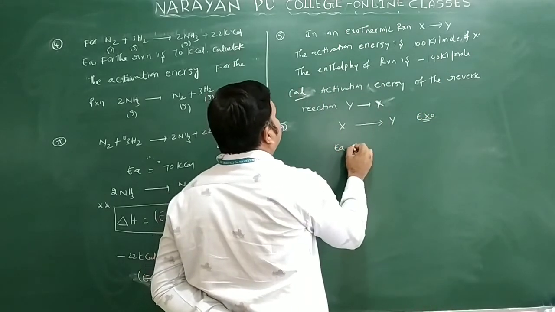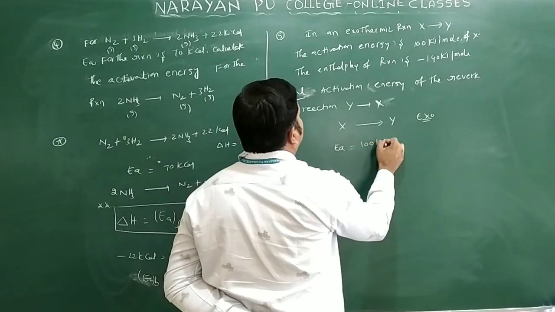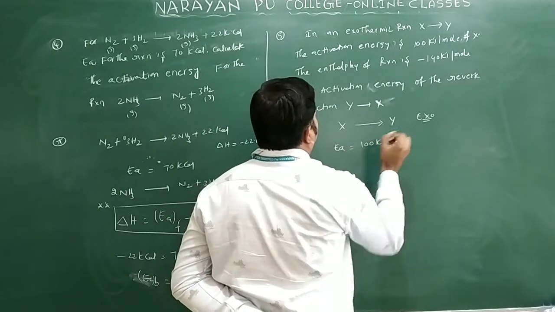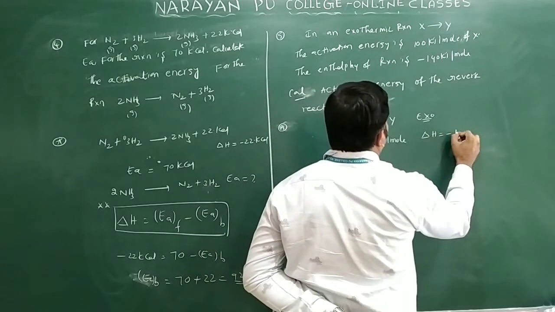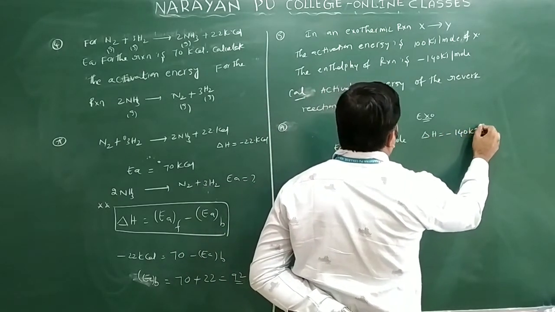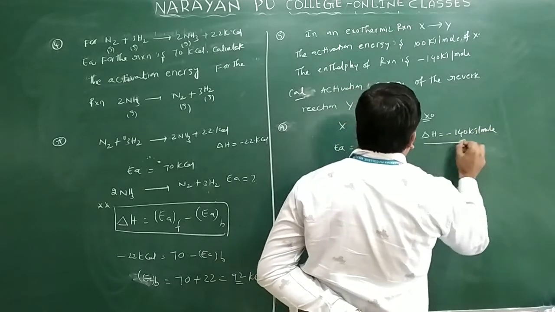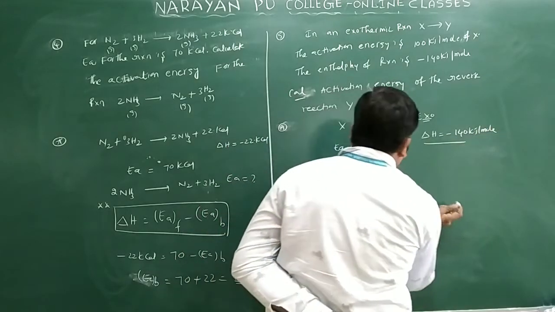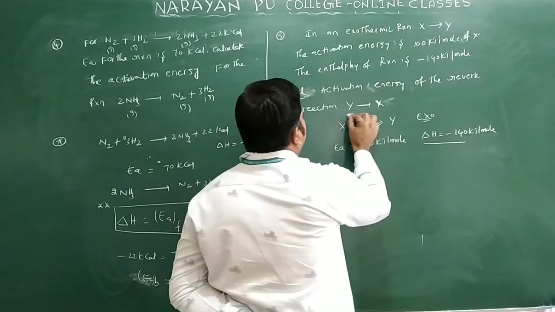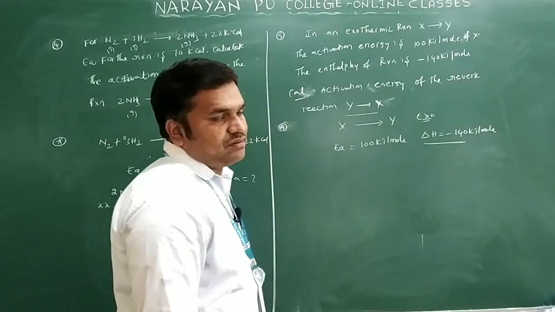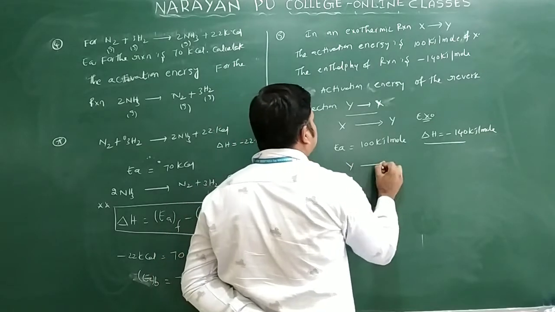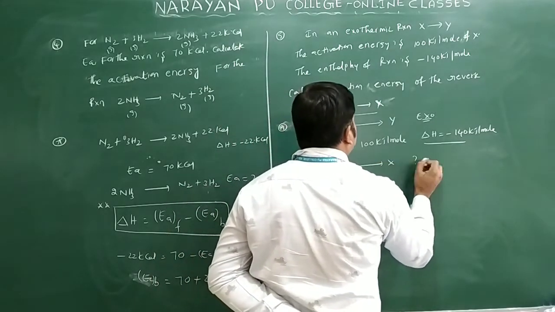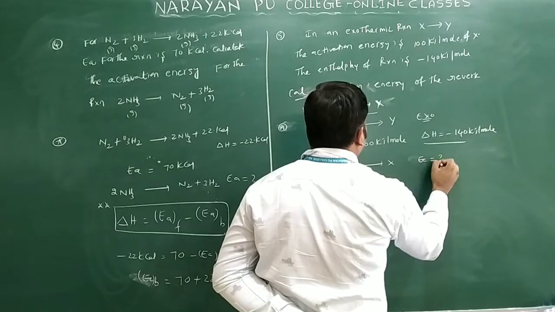Activation energy is already given. This is 100 kilojoule per mole. And the enthalpy of the reaction given, delta H is equal to minus 140 kilojoule per mole. Now what are they asking here? The activation energy for the reverse reaction Y to X they are asking. So same formula.